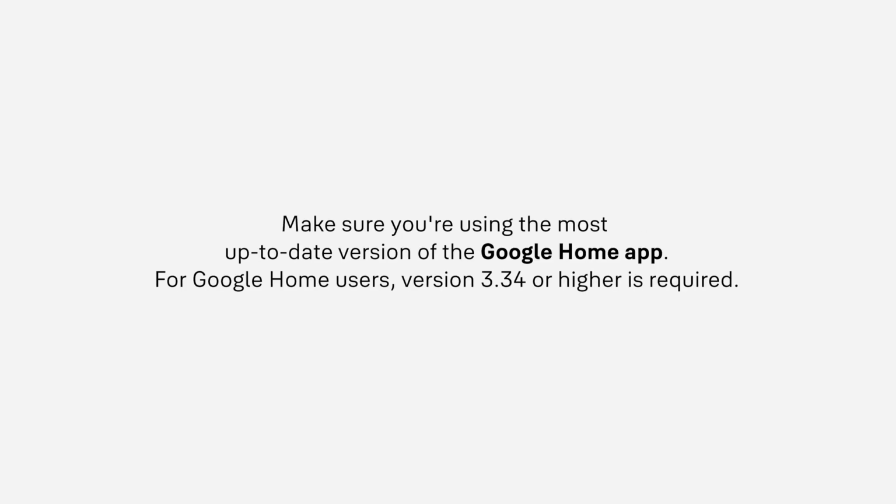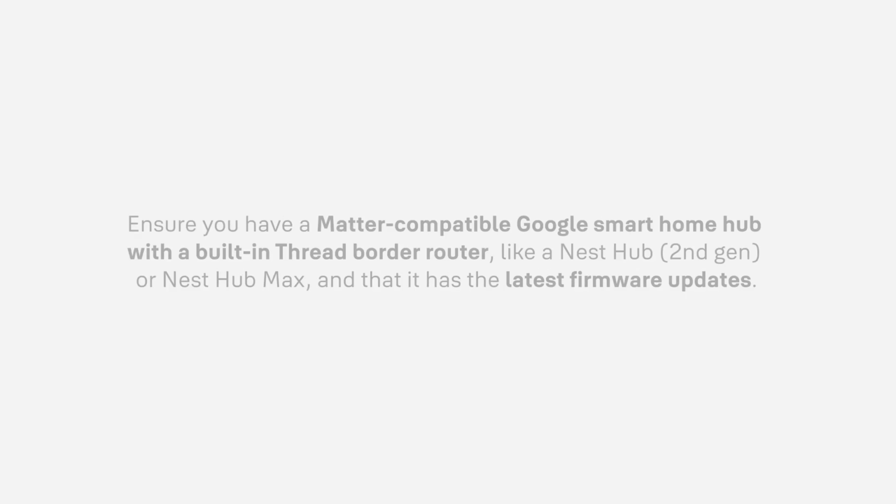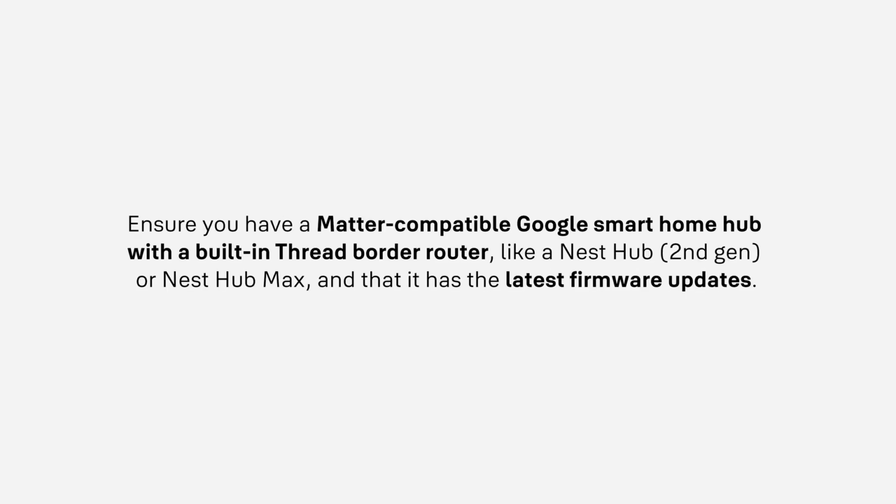Make sure you're using the most up-to-date version of the Google Home app. For Google Home users, version 3.34 or higher is required. Ensure you have a Matter-compatible Google Smart Home Hub with a built-in Thread border router like a Nest Hub 2nd Gen or Nest Hub Max, and that it has the latest firmware updates.